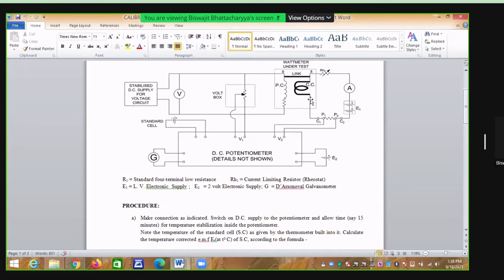So there is that particular thing. But what about the pressure coil? When we see here, in the pressure coil, you are applying 100 volt, say here. Then the other side of the pressure coil will have a voltage of how much? 100 volt.